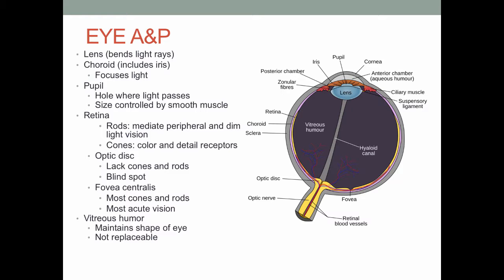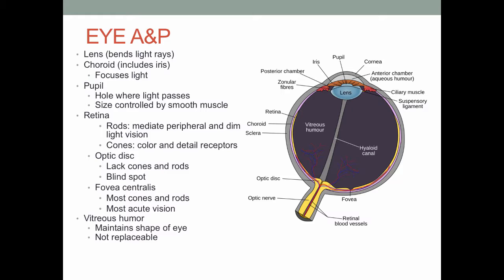So remember that the lens is what bends the light rays, and the choroid is the muscles, including the iris, that helps focus the light. The pupil is the hole where the light passes, and it's controlled by smooth muscles. The retina has both the rods and the cones. The rods mediate the peripheral and the dim light vision, and the cones are your color receptors.